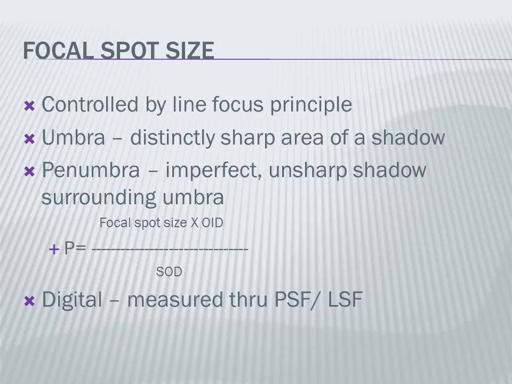Focal spot size is controlled by the line focus principle. Umbra is the distinctly sharp area of a shadow. Penumbra is the imperfect, unsharp shadow surrounding the umbra. So penumbra is equal to the focal spot size times the OID divided by the SOD. Digital is measured through either the PSF or the LSF.